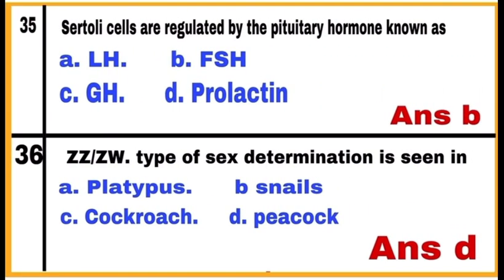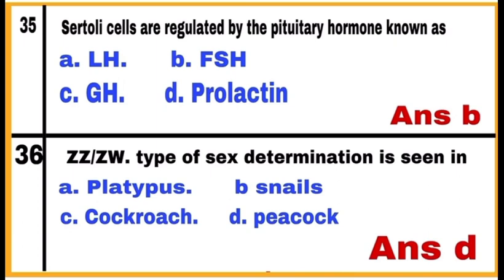Question 35. Sertoli cells are regulated by the pituitary hormone known as? Sertoli cells are regulated by FSH, follicle stimulating hormone of pituitary, and it stimulates the secretion of some factors which help in spermiogenesis. So here mark B as a correct answer.